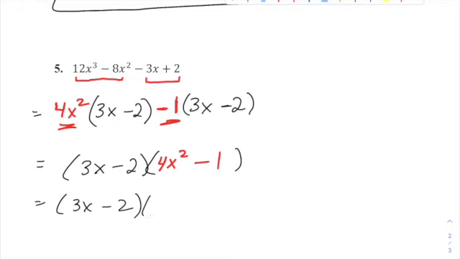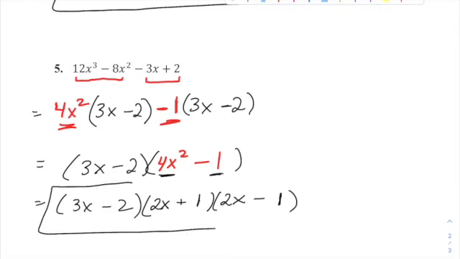But 4x squared minus 1, what times itself gives you 4x squared? 2x. So 2x and 2x. What times itself gives you 1, or in other words, the square root of 1? That's 1. 1 plus, 1 minus, and now it's totally done. None of these can go any further, so there's your completely factored answer.